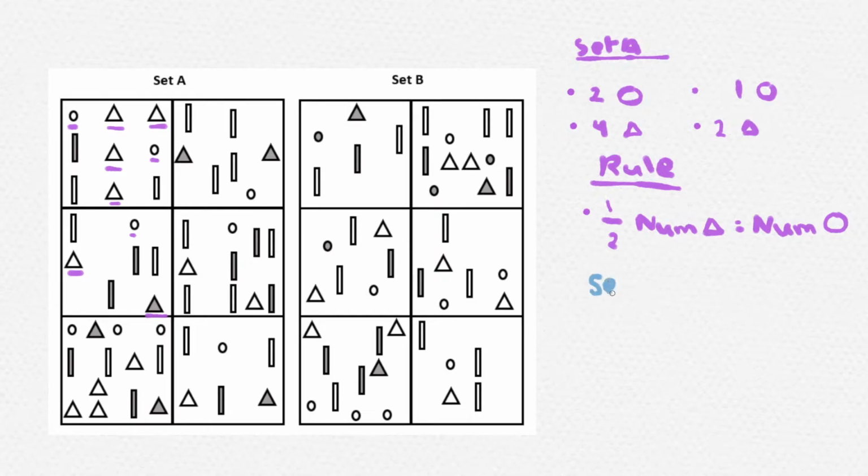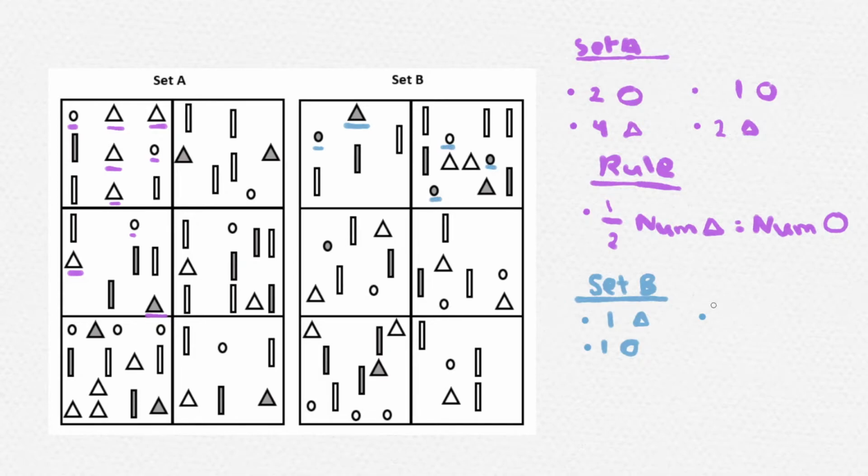Now, let's try finding the rule for set B. Pause the video and try yourself and see if you can find out what the rule for set B is. So in the first box of set B, let's start counting how many circles and triangles there are. As you can see, there is only 1 triangle and 1 circle.